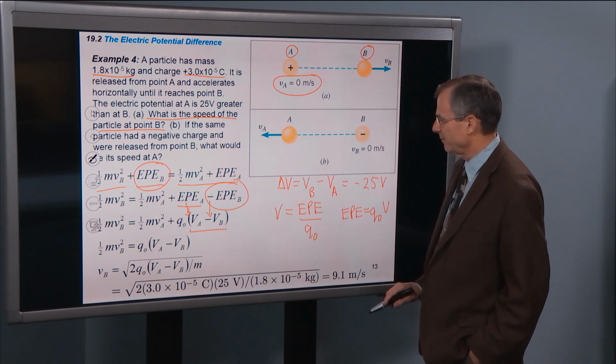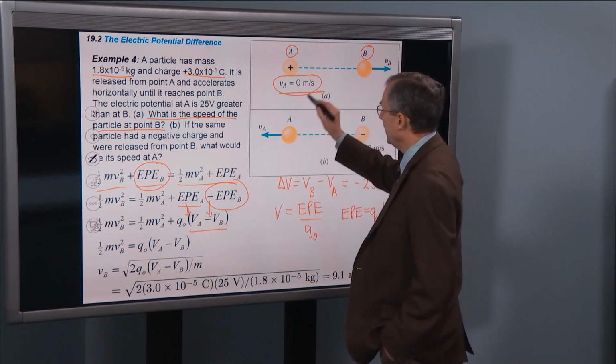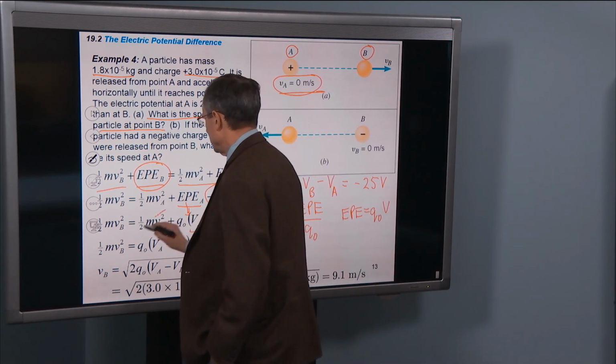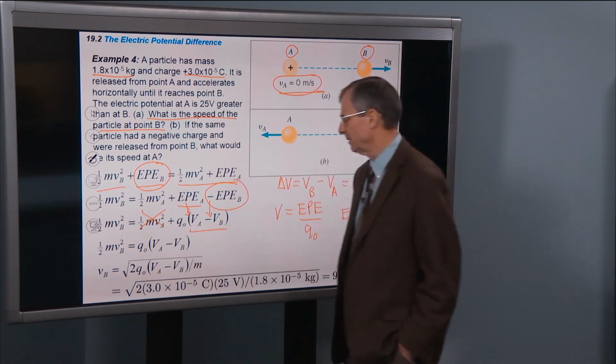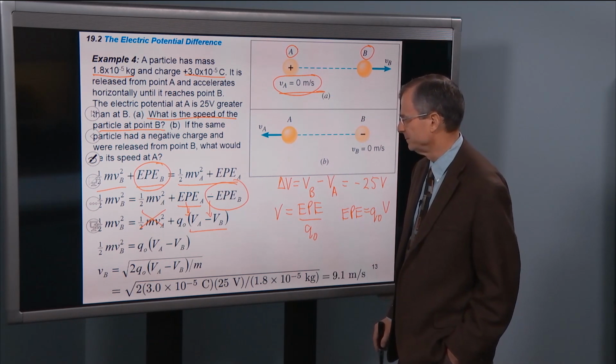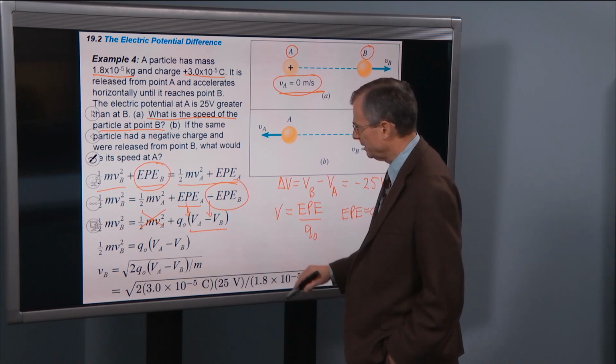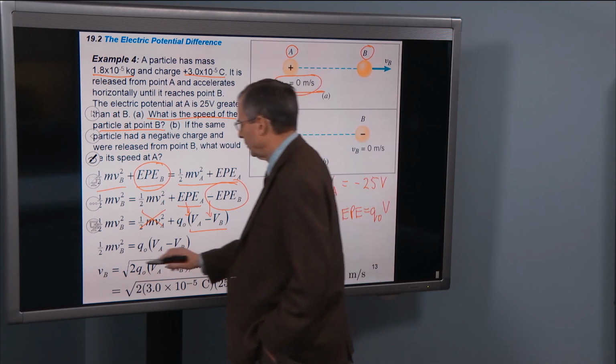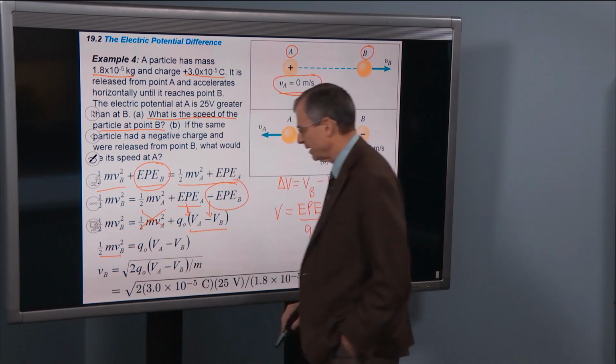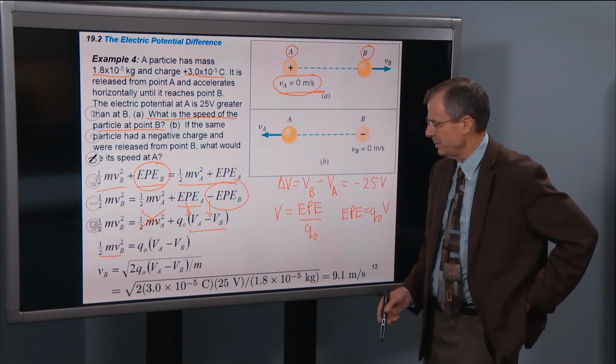We can now take advantage of the fact that VA is 0. So this initial speed of the particle at point A is 0. And we now have a relationship between these two. 1/2 mVb squared equals Q naught times (VA minus VB).